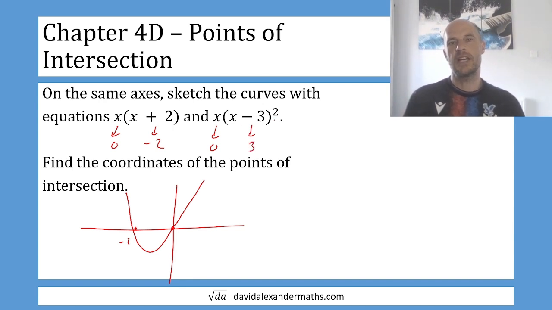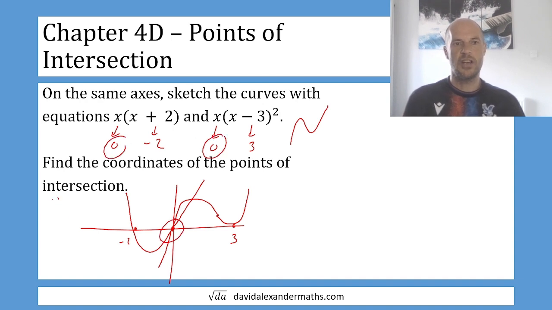Now this is a repeated root, so it's not going to cut through at 3, it's just going to touch 3. Now if it's a positive cubic, it will go up, then down, then up again. So it's going to go up through 0, so that's one point of intersection. Then it's going to turn around, not drawn this brilliantly, and touch the 3 and then zoom off again. Okay, so one obvious coordinate of the point of intersection, they both go through the origin, so that is (0, 0).